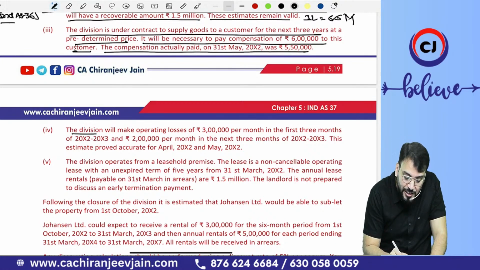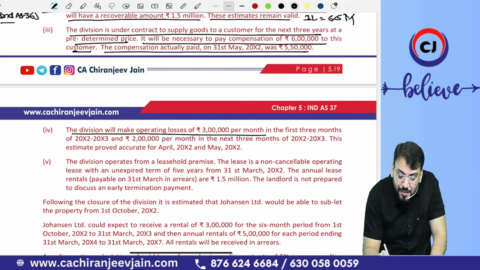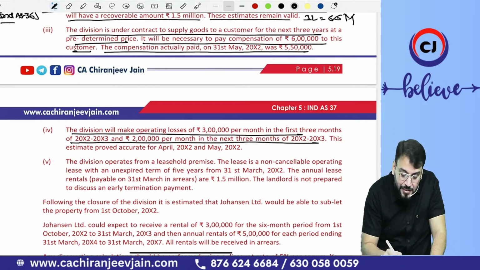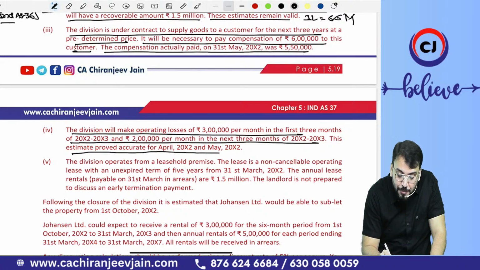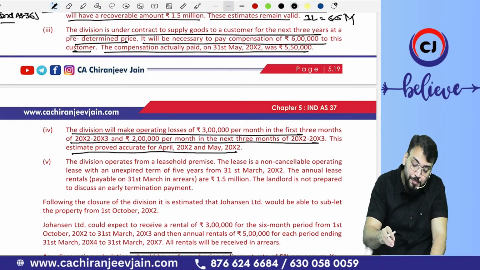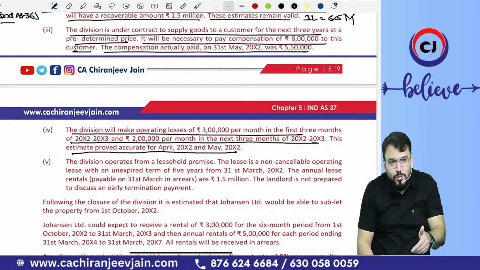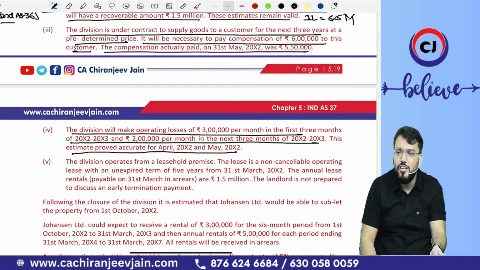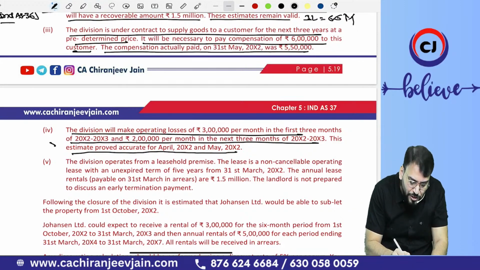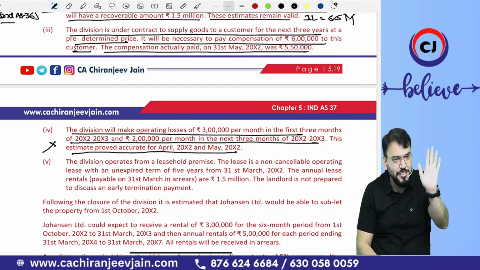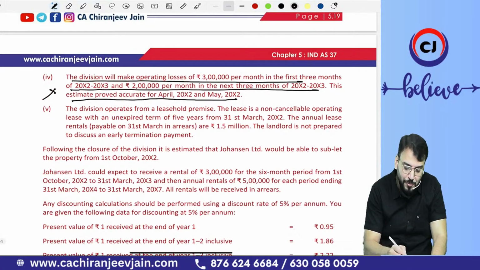The division will make an operating loss of 3 lakh per month in the first 3 months of 2002-2003 and 2 lakh per month in the next 3 months of 2002-2003. This estimate proved accurate for April 2002 and May 2002. Should we create provision for future operating loss? No, we will not create provision for future operating loss. This entire information is irrelevant information.